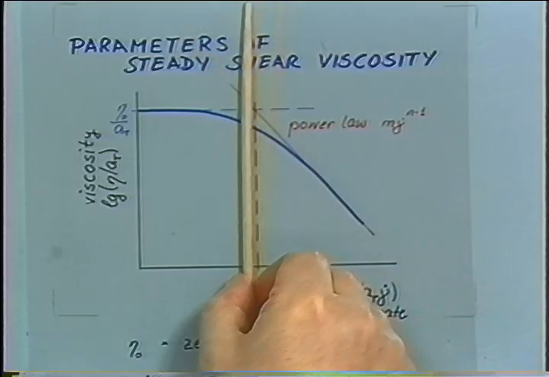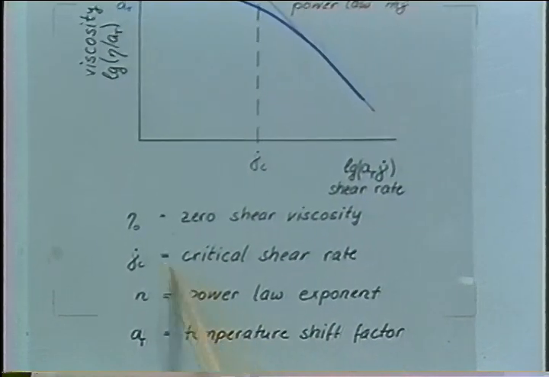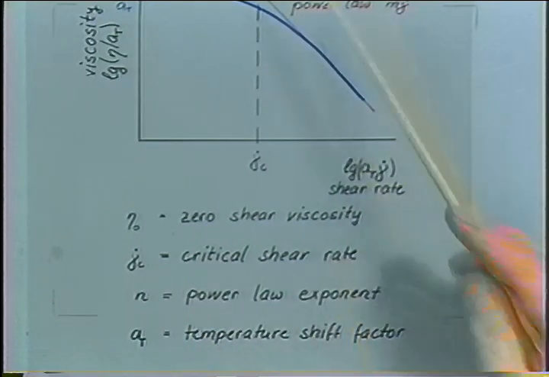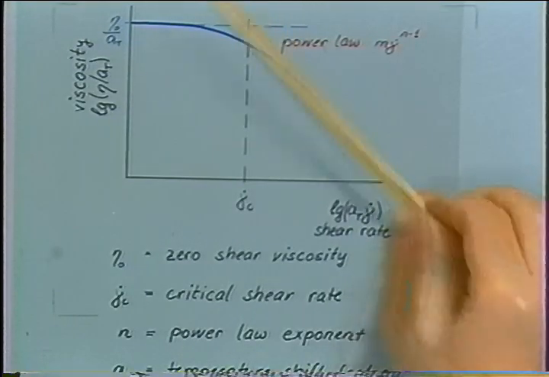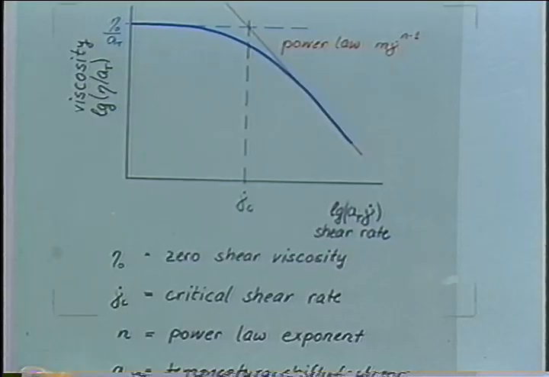So the characteristic shear rate gives us the transition. That's another characteristic parameter which we should be looking at. The slope over here is the Power-Law exponent, and then the temperature shift factor should also be identified in some experiments, and we have to talk about this.